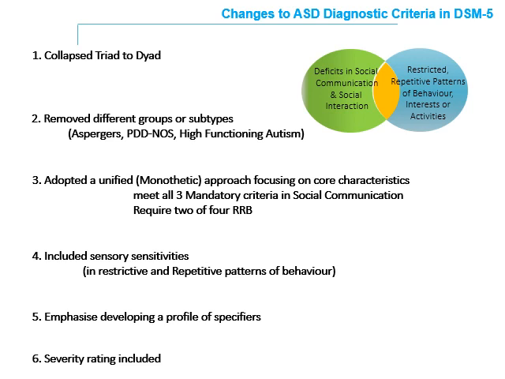And the last major change, and probably the most controversial, was that they put in a severity rating, which was really meant to reflect the level of need or support a person might require in the areas of communication and interaction, as well as in their restricted or repetitive patterns of behavior.